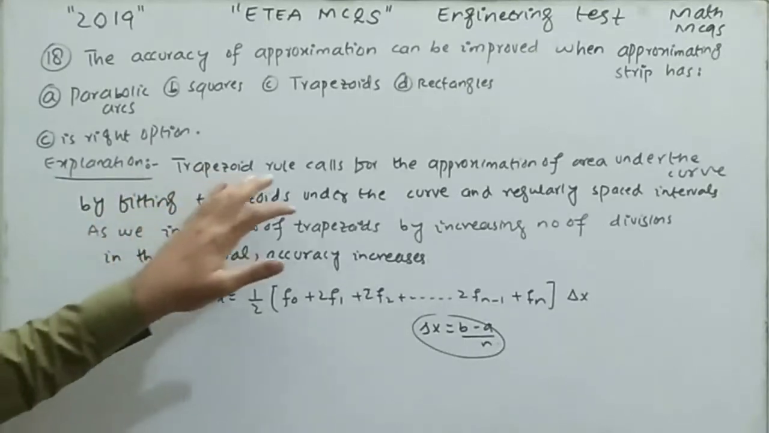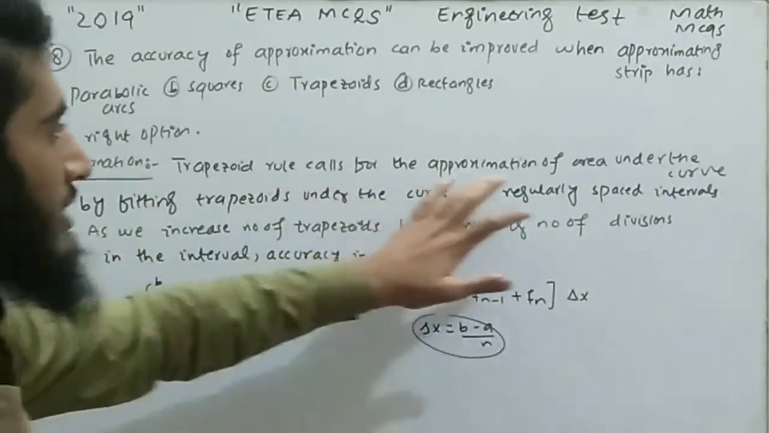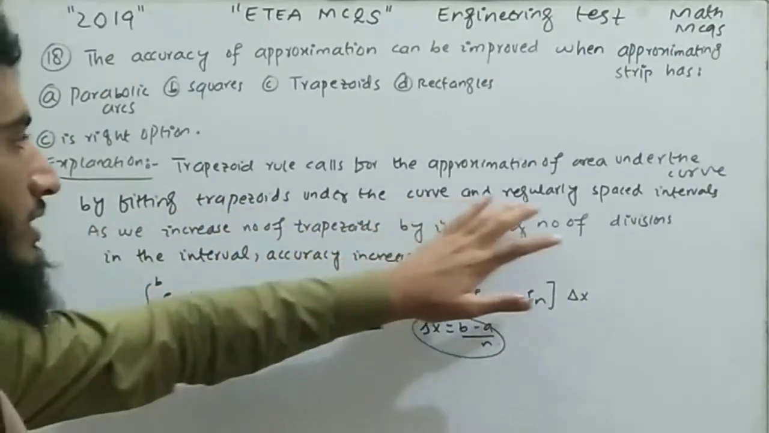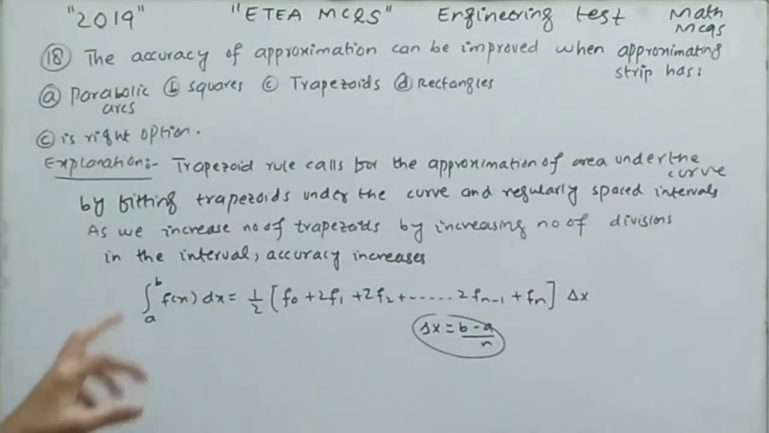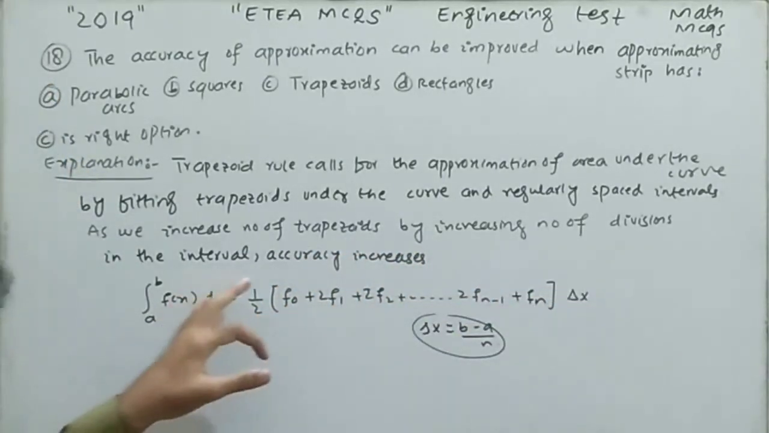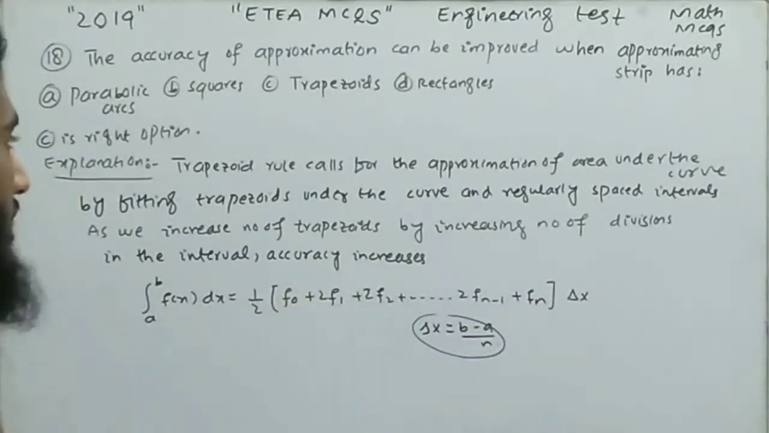Explanation. The trapezoid rule calls for the approximation of area under the curve by putting trapezoids under the curve at regularly spaced intervals. So as we increase the number of trapezoids by increasing the number of divisions in the interval, accuracy will increase. So that's why we use trapezoid.